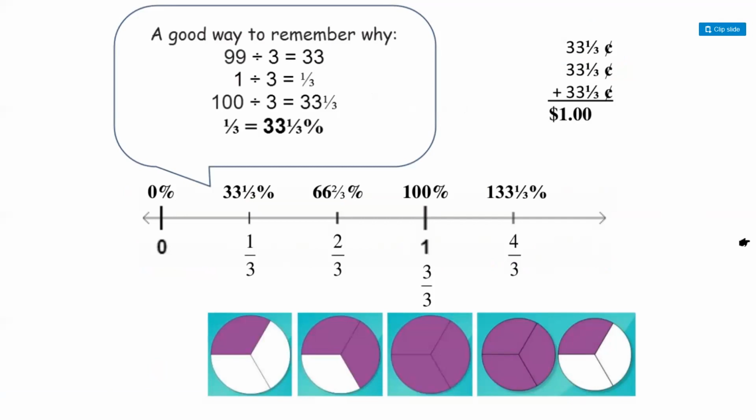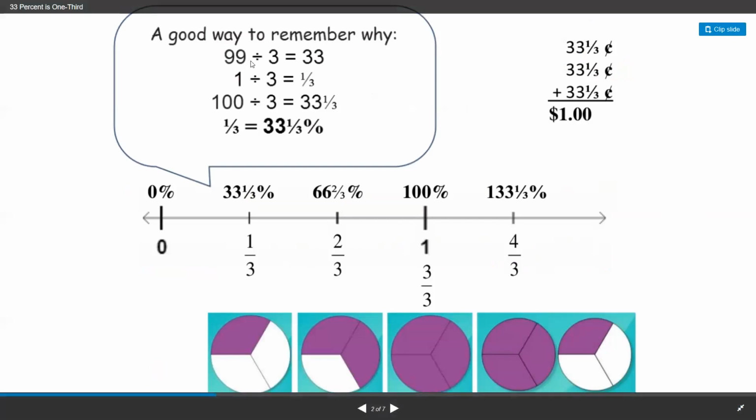100 is not divisible by 3, but 99, which is close to 100, is divisible by 3. 99 divided by 3 is 33, and then the extra 1 divided by 3 is 1 divided by 3, which is 1/3. So 100 divided by 3 is 33 and 1/3. Therefore, the fraction 1/3 is 33 and 1/3%.